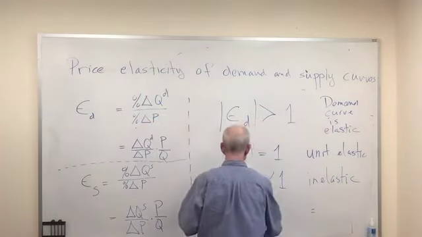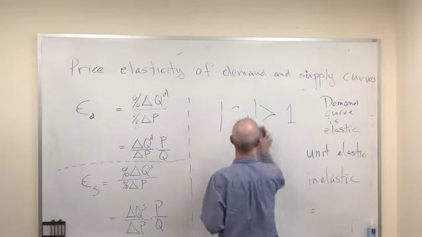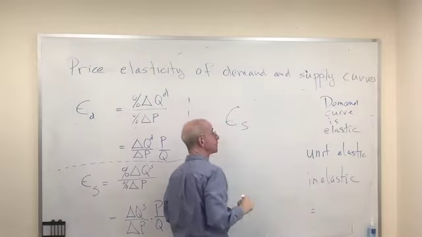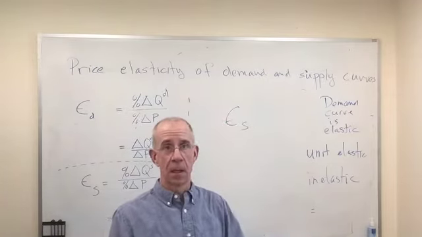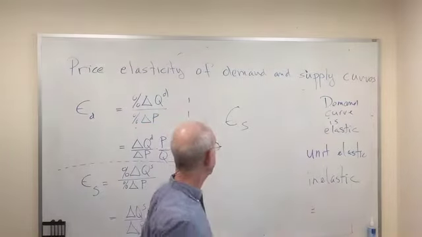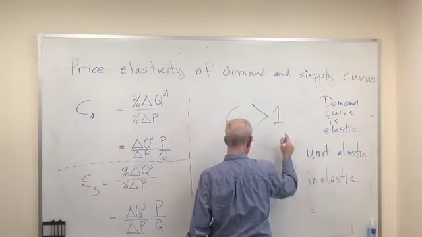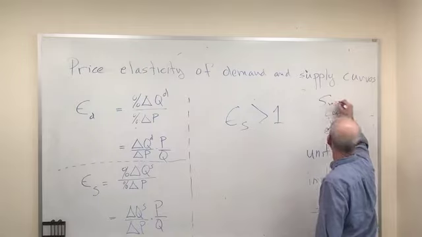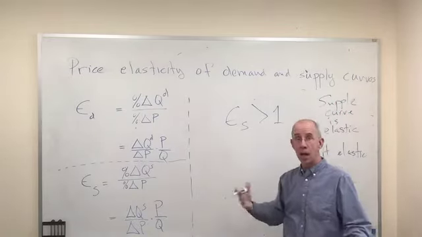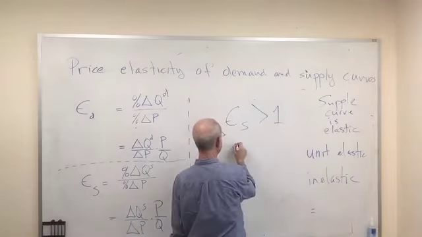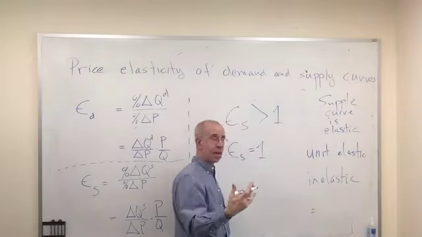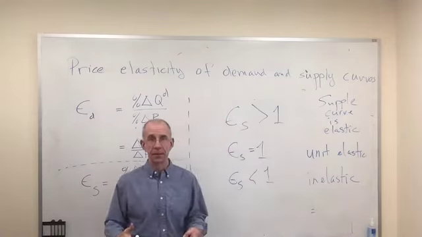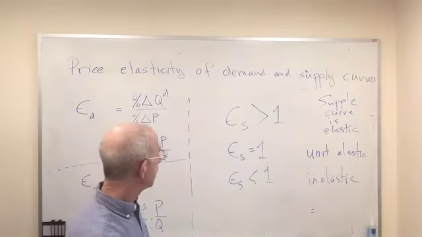In a similar way, we can talk about the elasticity of supply. Now, we don't have to worry about the absolute value because it's a positive number. If that elasticity is greater than 1, the supply curve is called elastic. If that elasticity of supply is equal to 1, it's unit elastic. If it is less than 1, it is inelastic.